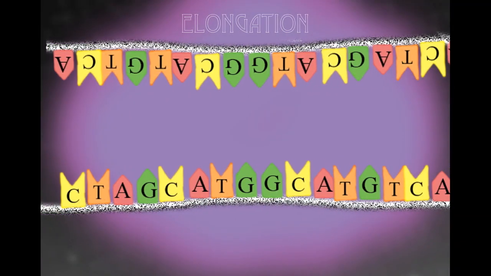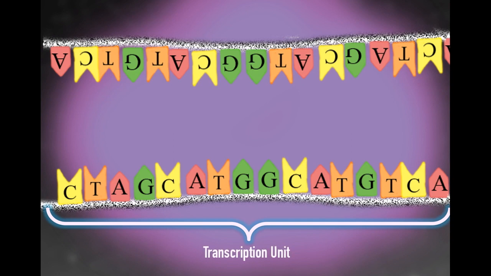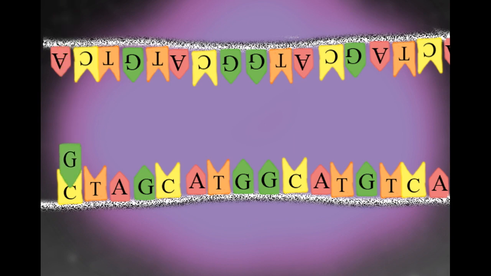As the RNA polymerase moves down the DNA from the 5' to the 3' end, the DNA is unzipped and one strand is used as a template. RNA nucleotides are assembled according to the complementary nucleotides on the template DNA strand.